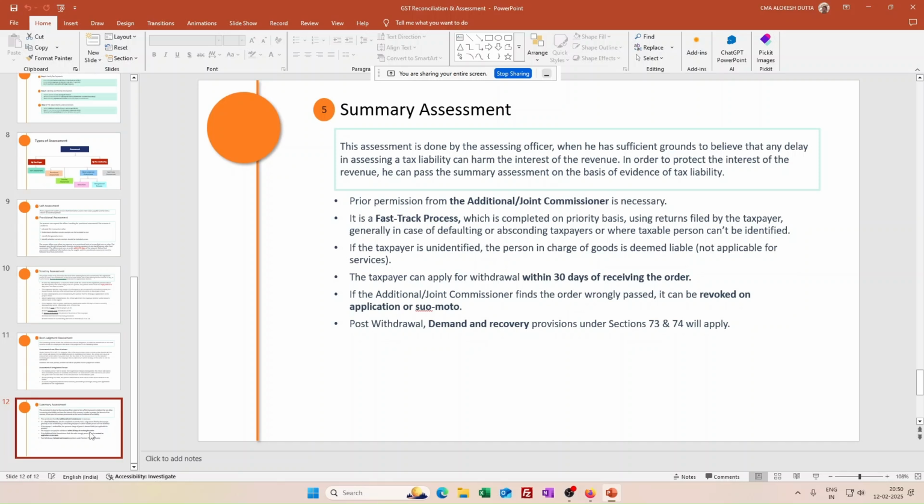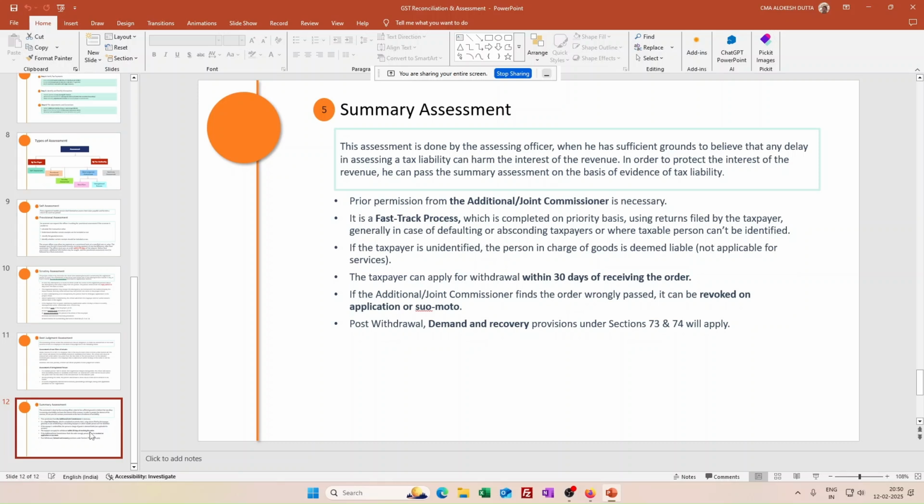When the summary assessment order is given, when the assessing officer believes that there is sufficient ground that there is tax evasion, he can give the summary assessment order. There is a delay, where that delay may occur.